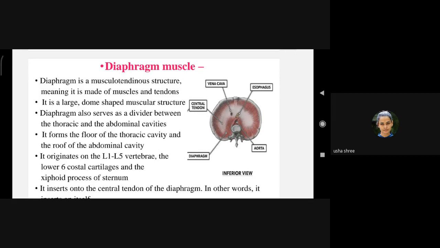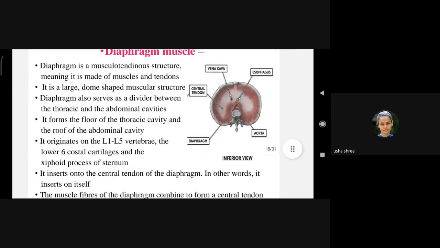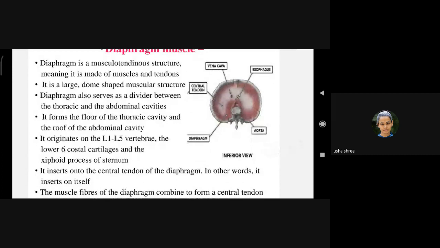Yes, it plays a role as a divider also, as our thoracic cavity contains the heart and lungs, and our abdominal cavity contains different digestive organs, small intestine, large intestine, and other digestive organs. So all these organs of the abdominal cavity and the lungs and heart of the respiratory or chest cavity are separated by this diaphragm muscle.